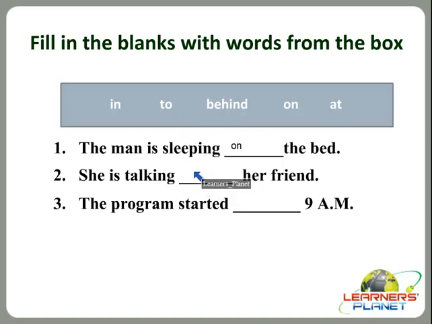Before writing to, students, let me show you the other words. She is talking behind her friend. It does not make sense. She is talking on her friend. Can she get on the friend? Can she climb on her friend? No. So on is wrong. She is talking at her friend. No. It cannot be at. We are not talking about a time. We are talking about to. She is talking to her friend.